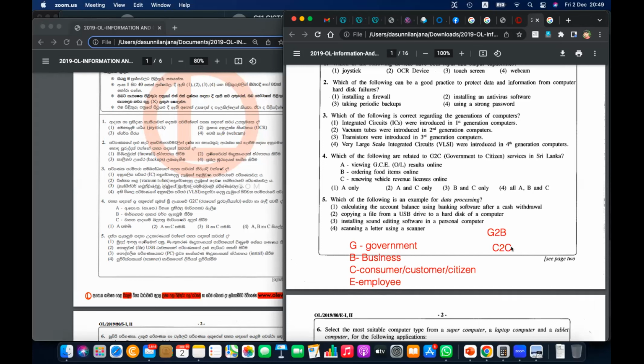Then බලමු අපි උත්තරේ. Which of the following are related to G to C, government to citizen service in Sri Lanka? We win all-level results online. Yes, it's given by the government for the citizen. Correct. Ordering food items online. Government එක දෙනවා හොඳ food නේ. දෙන්න. It's not giving any food, but වෙන පරිප්පු නම් හම්බ වෙනවා වෙන පරිප්පු. Right, okay. Renewing vehicle license online. Yes, that is also government service given to the consumer citizens. So AC correct. Answer is number 2. So the fourth question, answer is number 2.